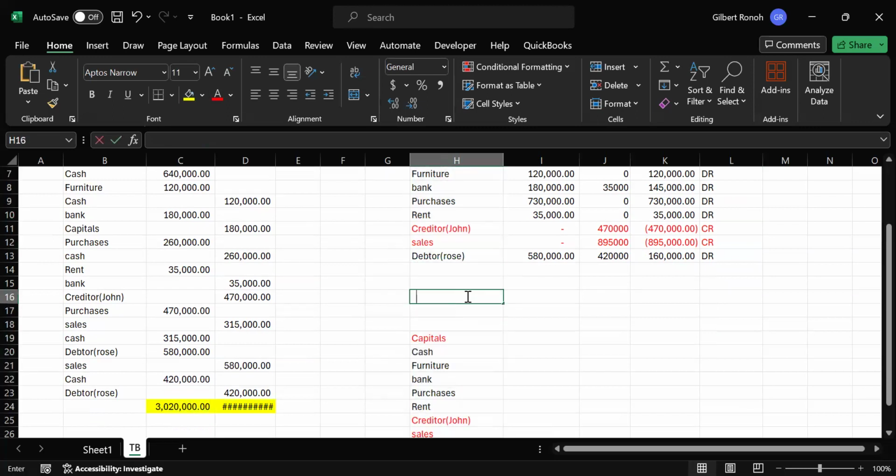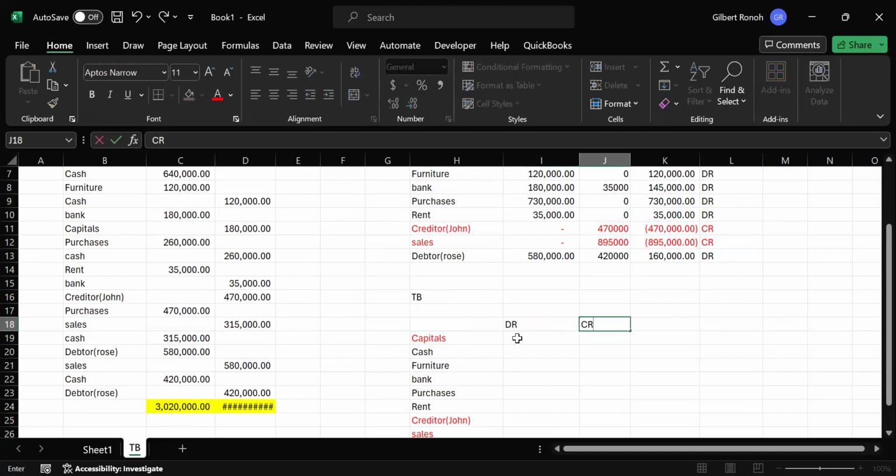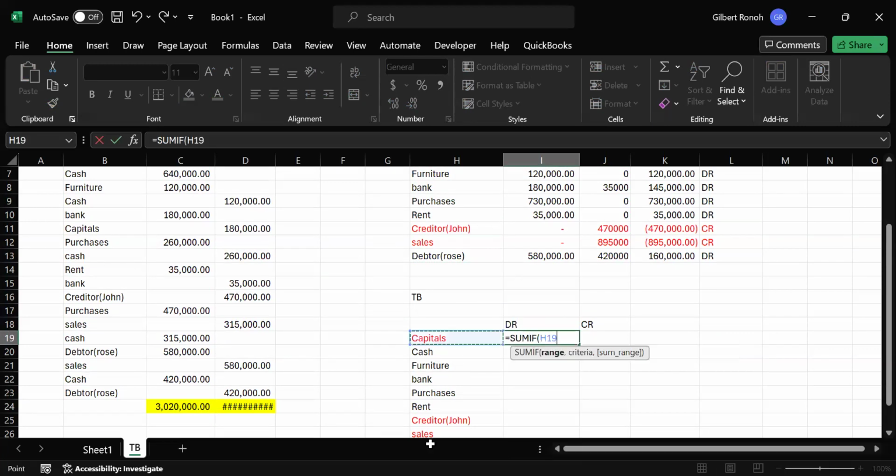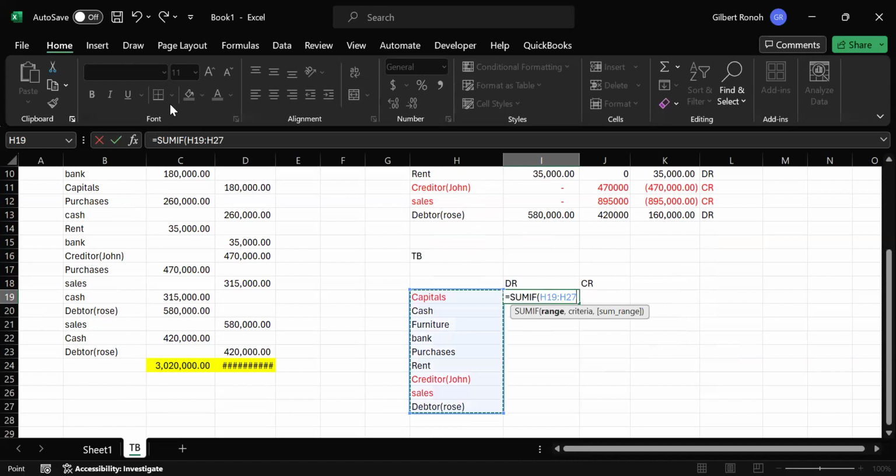So I will prepare a trial balance, TB, which also has a debit and credit. I will apply the same formula, equals SUMIF. So my range is this one. I can lock this. This is my range, comma. And then this is the criteria.